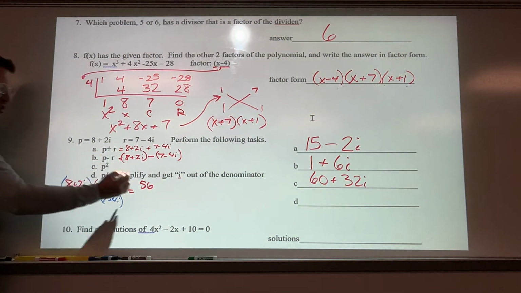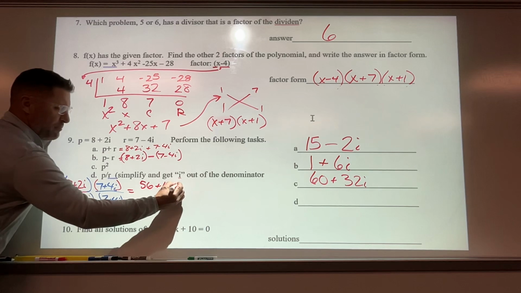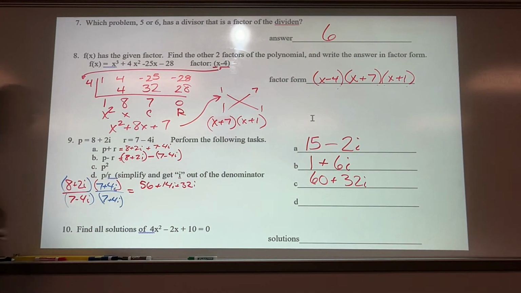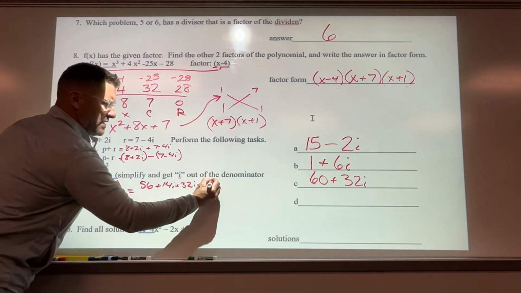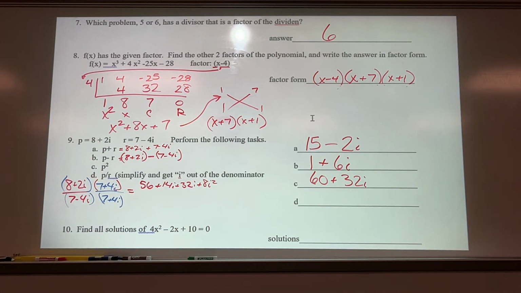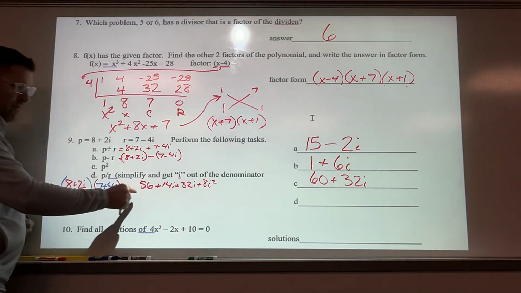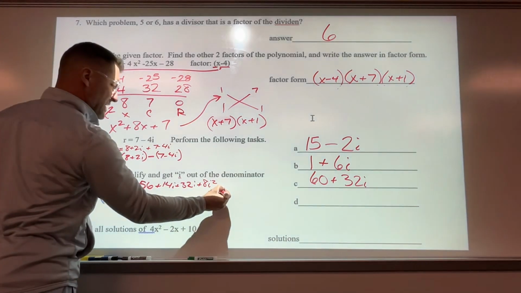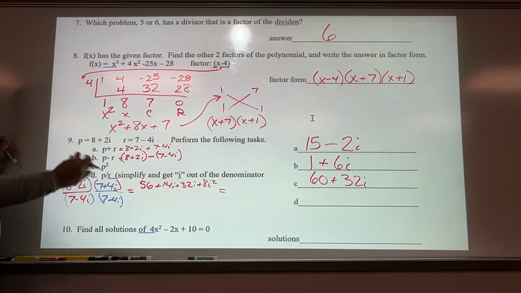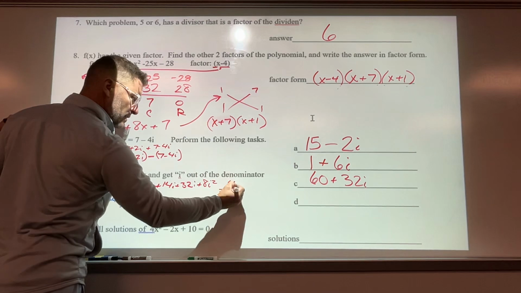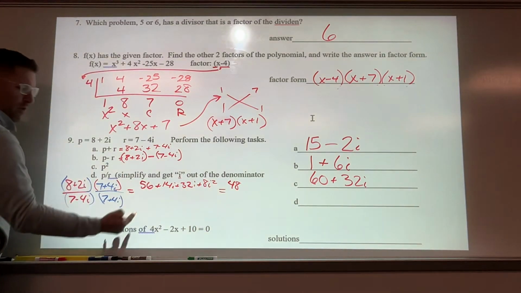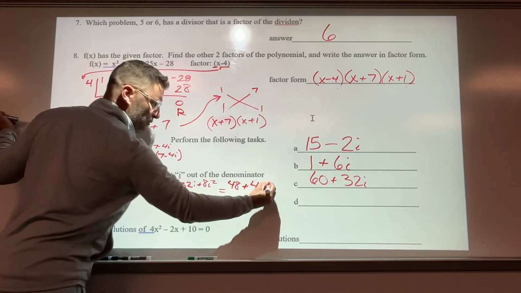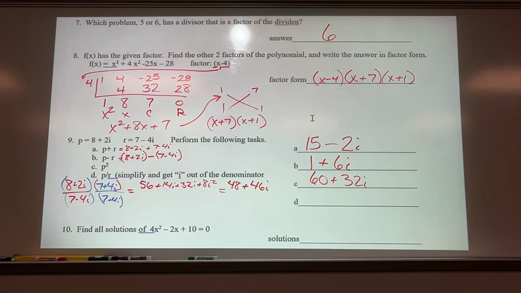14i plus 32i. And then 2i times 4i is 8i squared. I squared is negative 1. So I have 56 minus 8, which is 48. This is negative 1, that's 48. 14 and 32 is 46. So I have 48 plus 46i, I think.